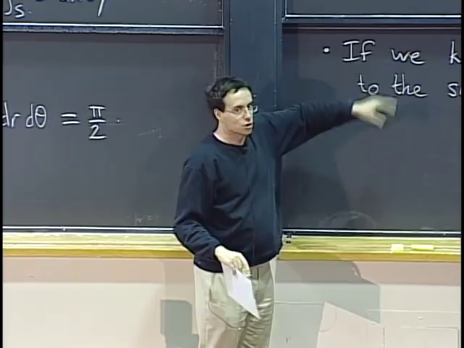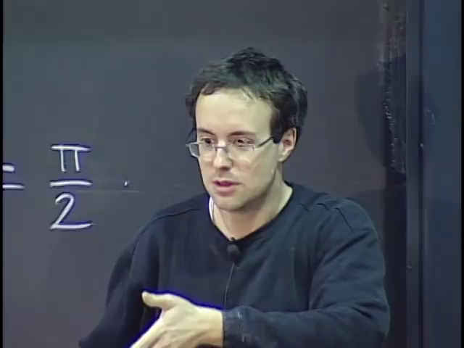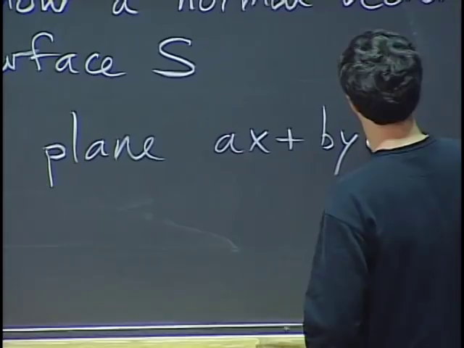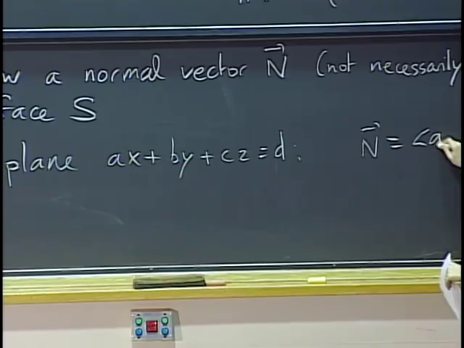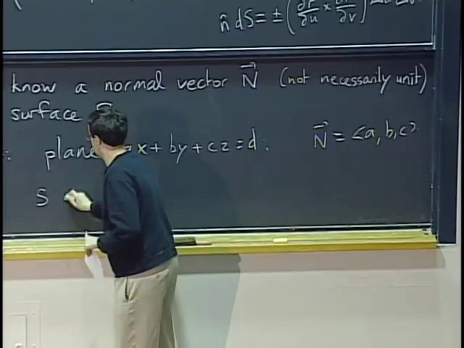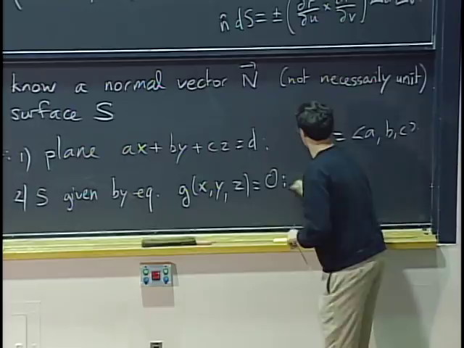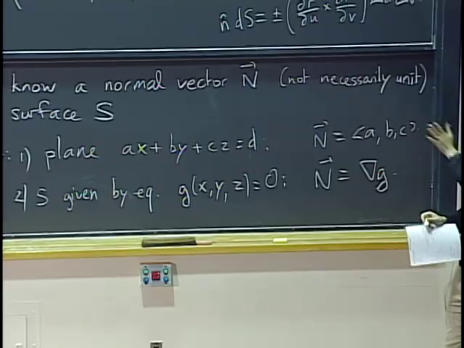Why else would you know a normal vector? Well, let's say that you know an equation that's of a form g of xyz equals 0. Then you know that the gradient of g is perpendicular to the level surface. Let me just give you two examples. If you have a plane, ax plus by plus cz equals d, then the normal vector would just be abc. If you have a surface S given by an equation g of xyz equals 0, then you can take the normal vector to be the gradient of g. We've seen that the gradient is perpendicular to the level surface.